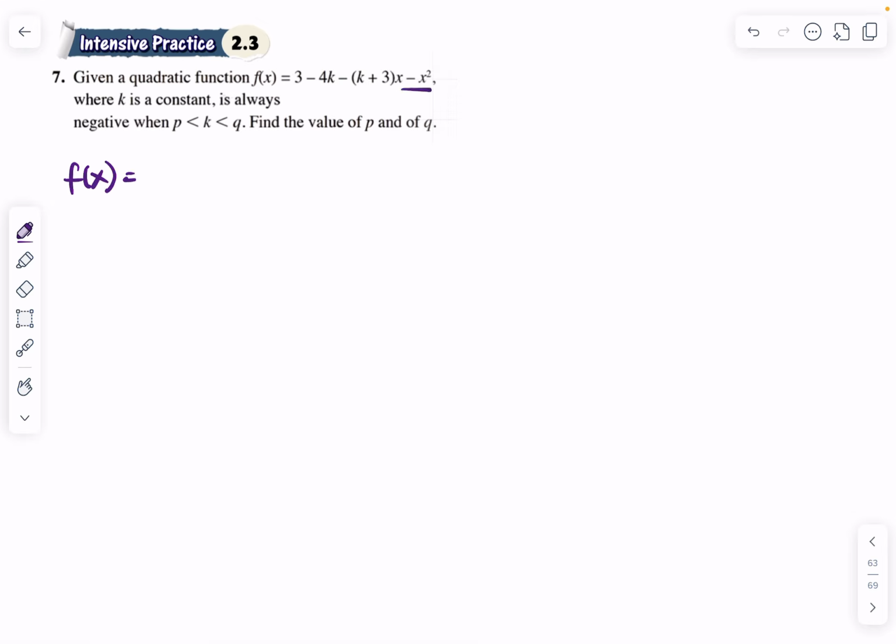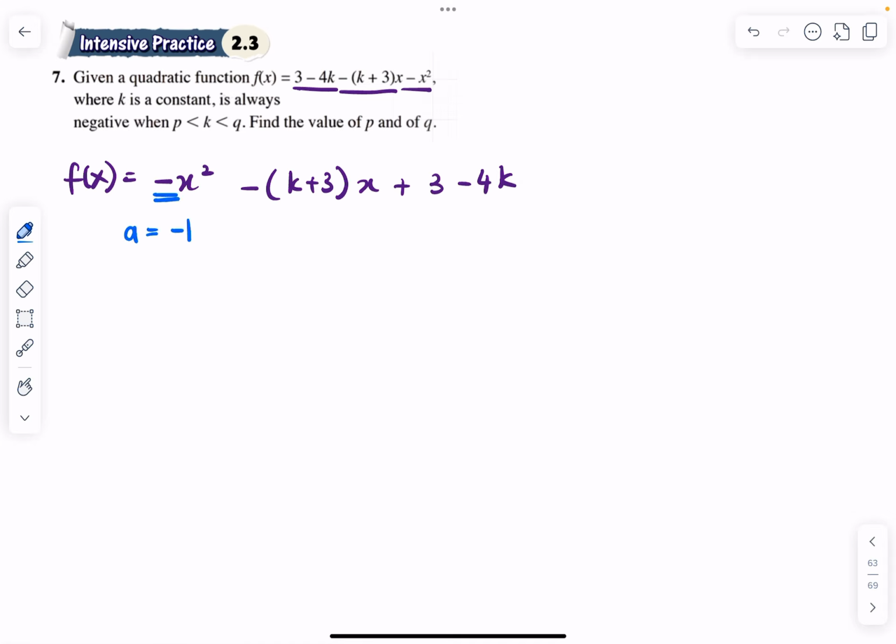So this is negative x squared minus k plus 3x plus 3 minus 4k. Right. We rearrange this so that it's easy to look at our a, b and c. So let's write it down. Our a is negative 1. Our b is this whole thing. And our c will be 3 minus 4k.